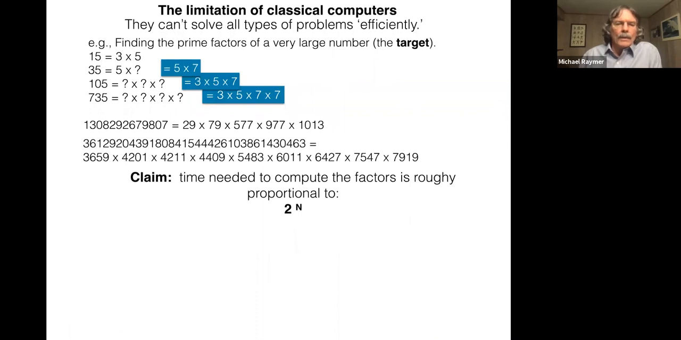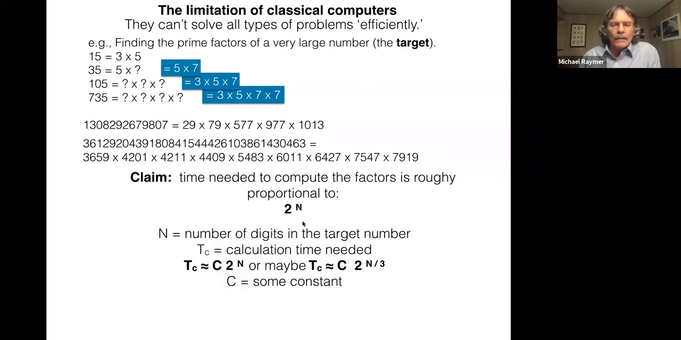So here are these numbers. And it turns out you can prove mathematically, and I'll demonstrate it, that the time needed to compute, so if you run a computer program, the time it takes to run a program to find the factors of a number that has n digits in it. These are digits, you can count them up. It looks like about 20 or 30 digits here. N is the number of digits. It's 2 to the n, okay?